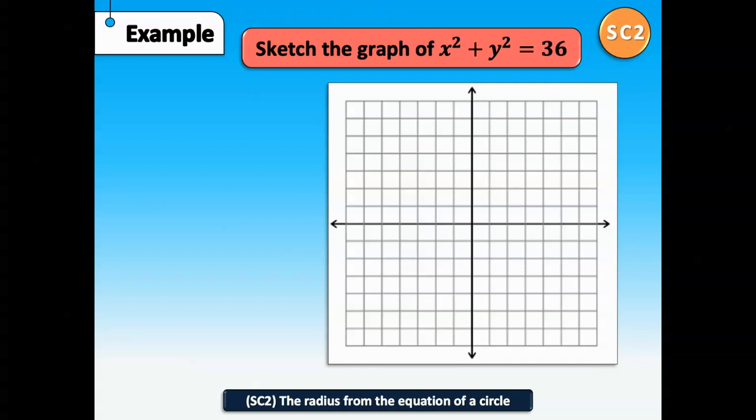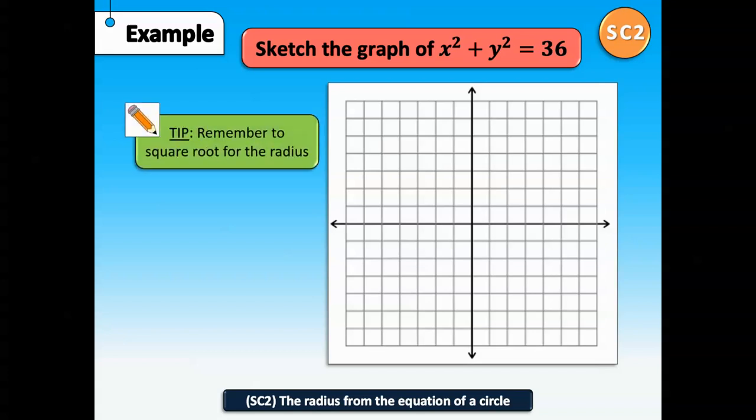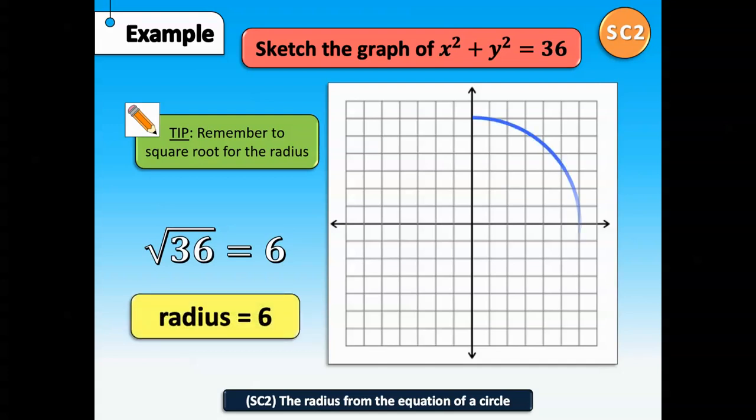So we want to sketch the graph of x squared plus y squared equals 36. So the radius of the circle would be 6, and it needs to have a center of 0, 0. So the circle would look like this.